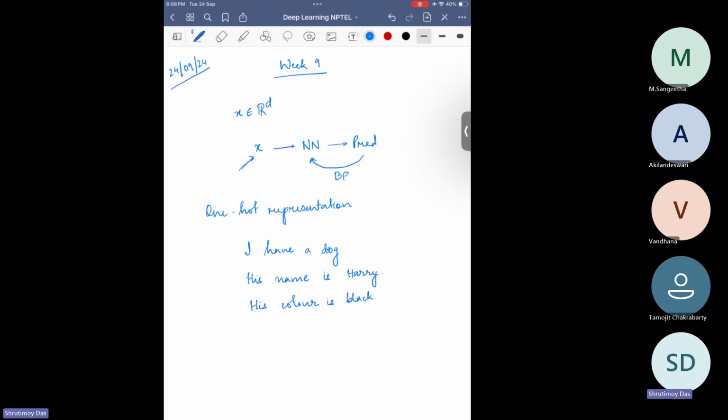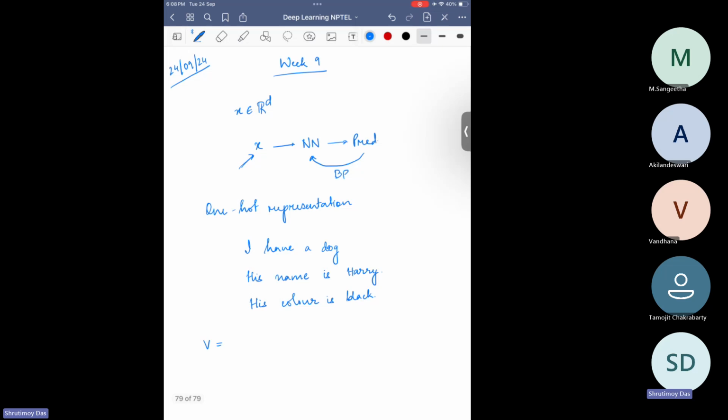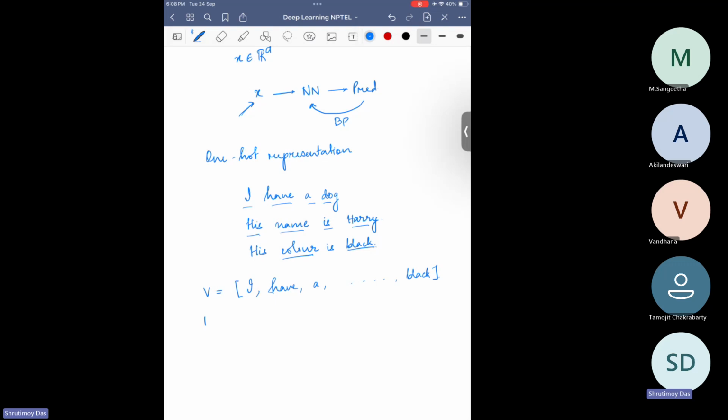So when I say vocabulary, I look at all the words that are present in these sentences, right? So how many words are there? We have all unique words. 1, 2, 3, 4, 5, 6, 7, 8. His has already been counted. So 9. His has already been counted, and black, 10. So you have 10 words in this vocabulary. These are I, have, a, and so on up to black. So here my vocabulary size is 10.